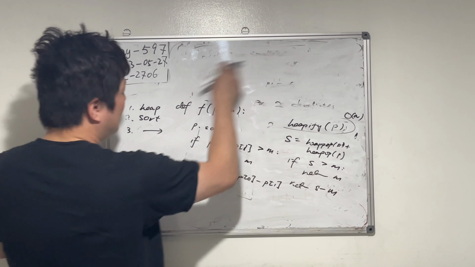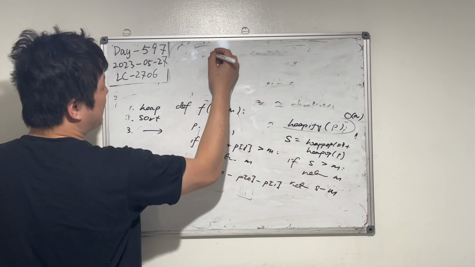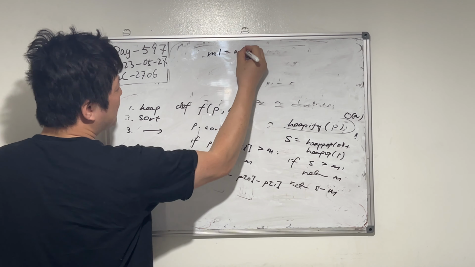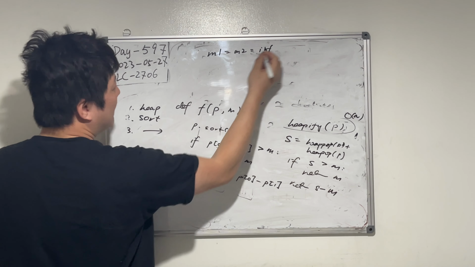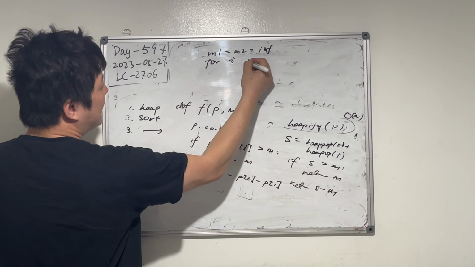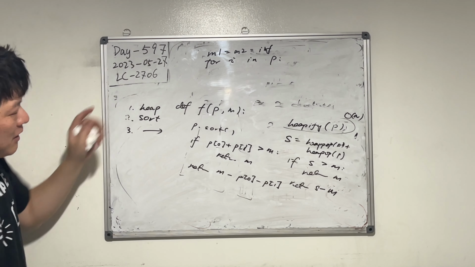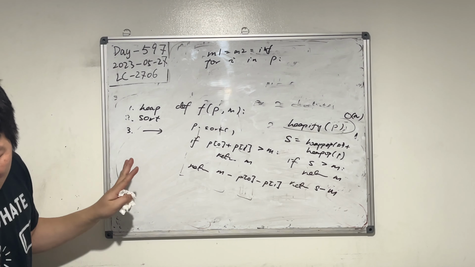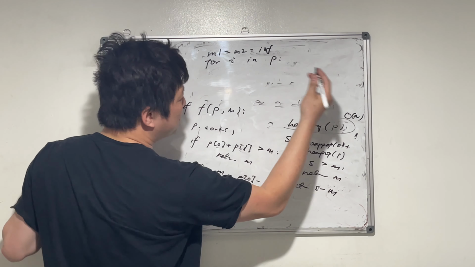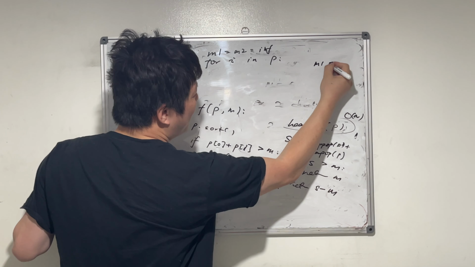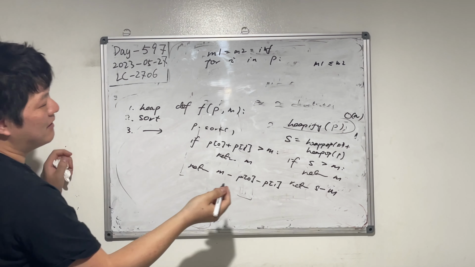So we want to keep two minimums, right? min1 equals min2 equals infinity. So we go through this for i in prices. Look, M1, M2. So let's say M1, we want to keep two smallest values, right? So M1 is smaller or equal to M2, right? Okay? So we go through this.